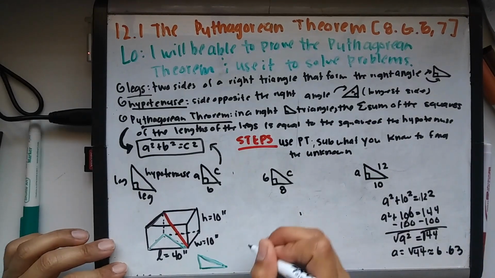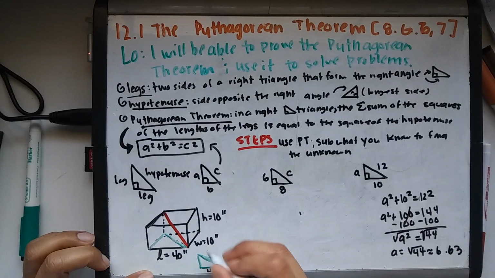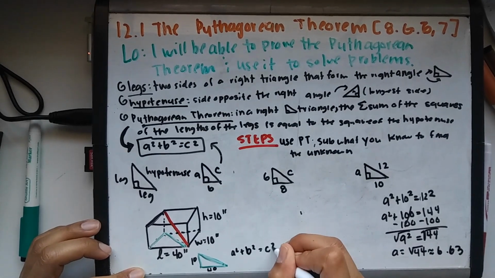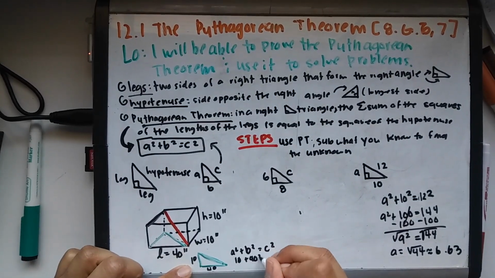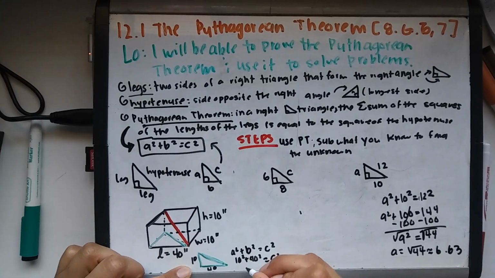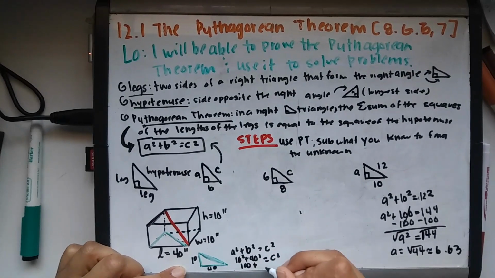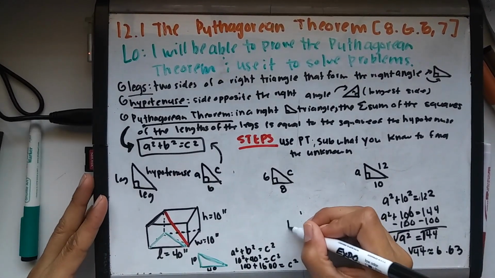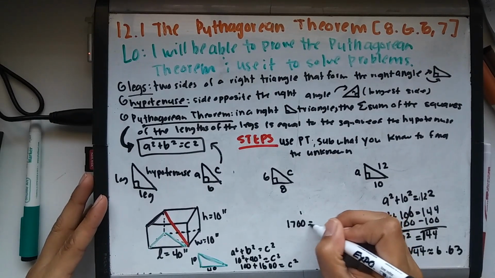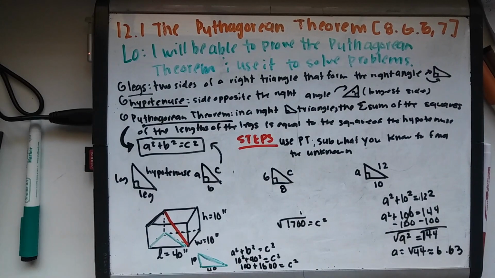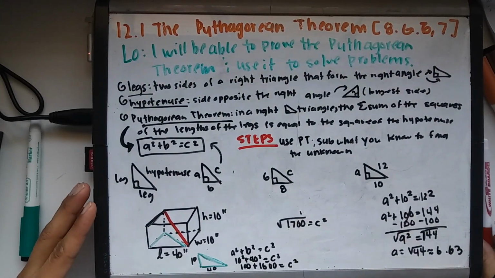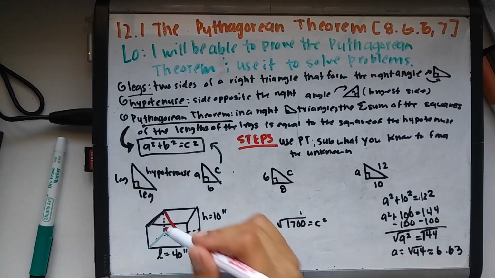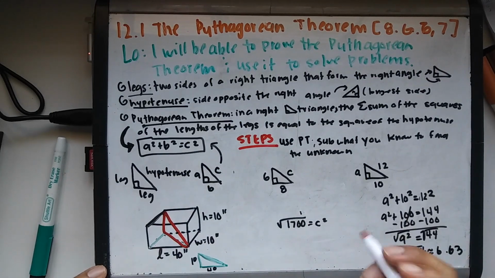Okay, so I'm going to write what I know. In this one, this is 40, and I know this is 10. So then I'm going to do a squared plus b squared equals c squared. So I have 10 squared plus 40 squared equals c squared. 10 squared is 100. 40 squared is 1600. And then I'm going to add them together. So that's 1700 equals c squared. Square root of that. I'm going to leave it like that just because I know that's not a perfect square. Now that I have that, I can take this one right here.